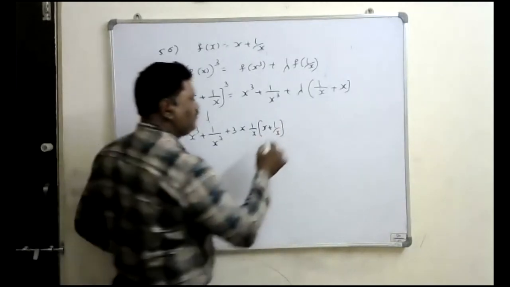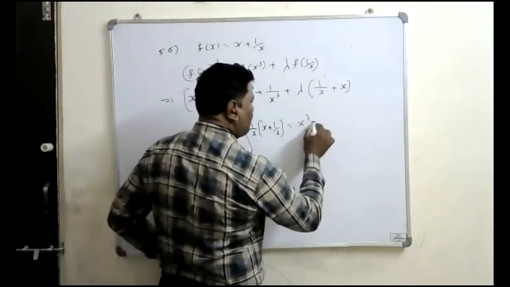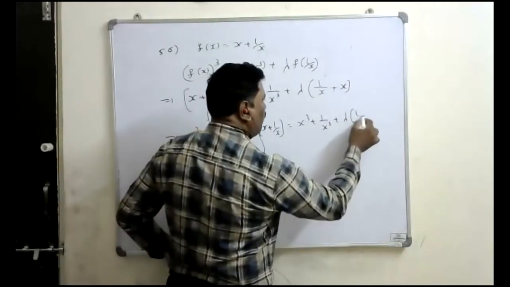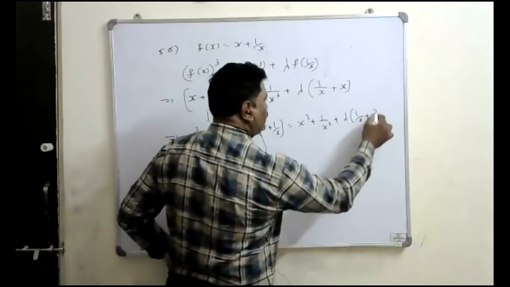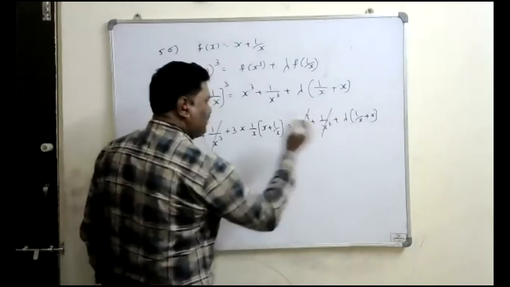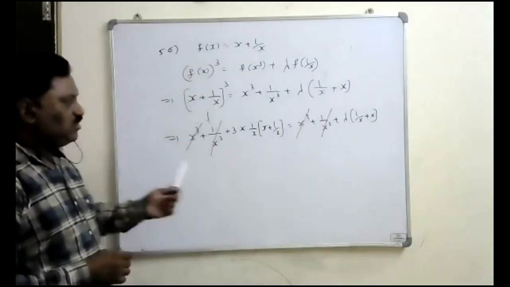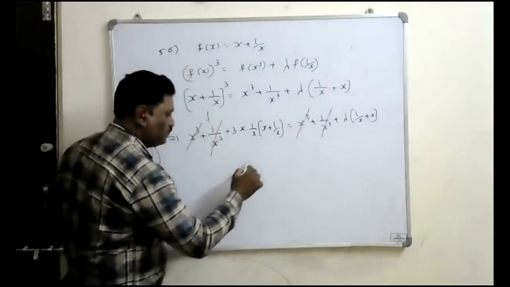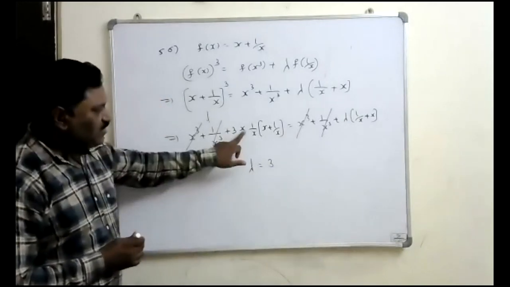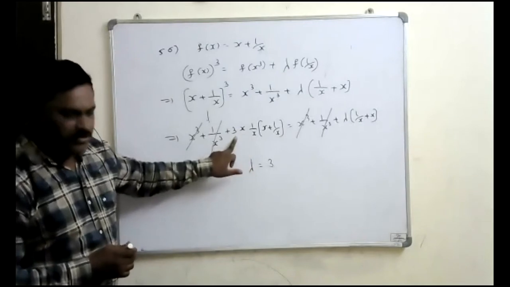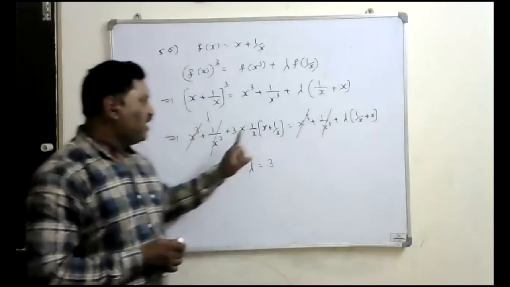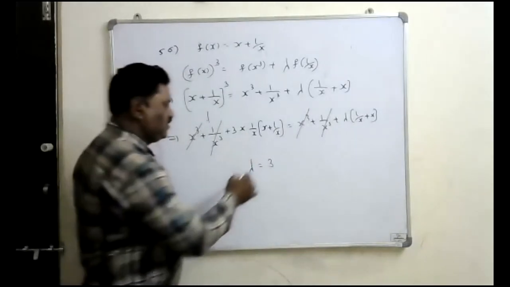Is equal to x cube plus 1 by x cube plus lambda times (1 by x plus x). So here x cube cancels, and 1 by x cube also gets cancelled. Now बताओ वो lambda value क्या होता? 3. Because here x and x gets cancelled ना? 3 into (x plus 1 by x) is equal to lambda into (x plus 1 by x). Therefore, lambda is equal to 3.